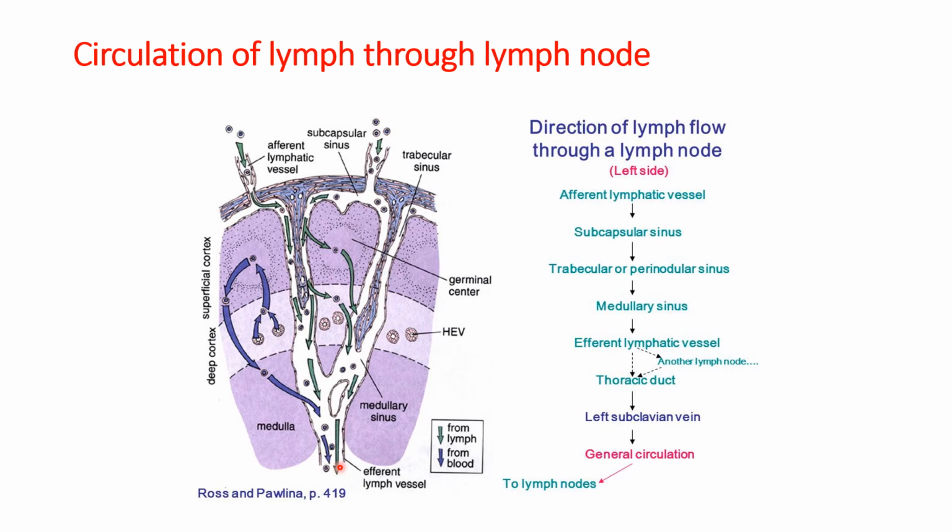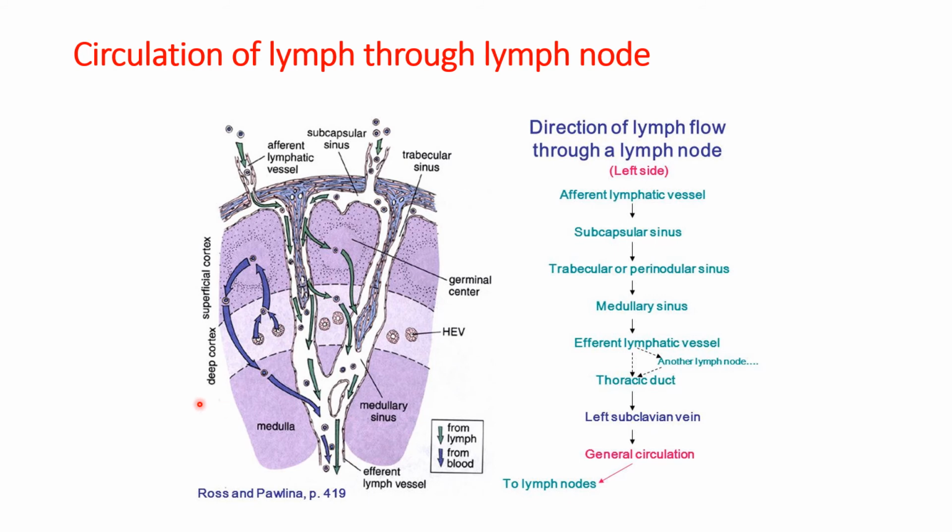So this is how the lymph will circulate through the lymph node. The efferent lymphatic vessel will further take the lymph to some other lymph nodes or to other larger lymphatic vessels, the lymphatic trunks, and finally the lymphatic ducts, and the lymph goes into the thoracic duct, through which it goes into the left subclavian vein and then back to the heart.